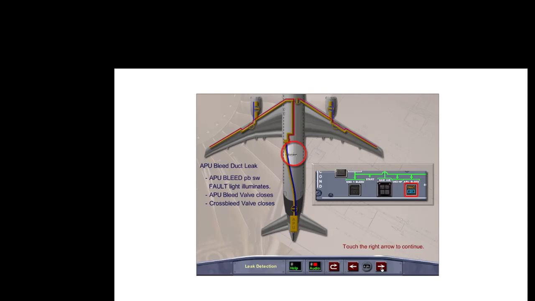A leak detected in the APU bleed duct will illuminate the APU bleed push-button switch fault light. If open, the APU bleed valve and cross-bleed valve will close, except during engine start.